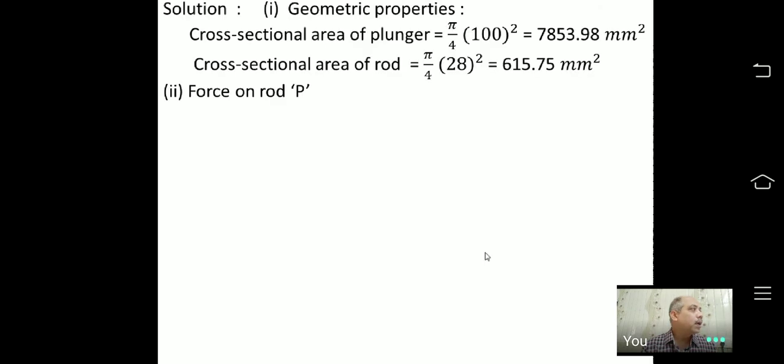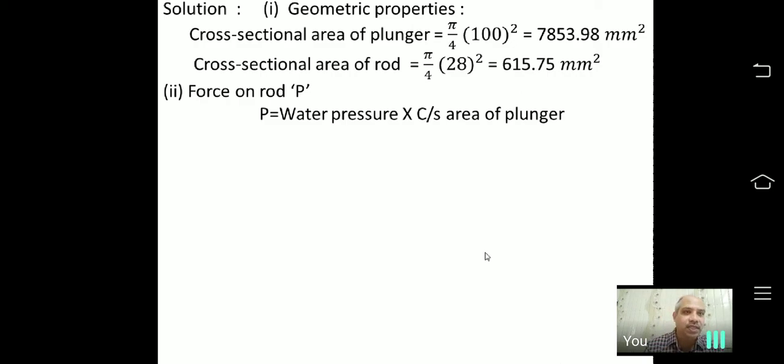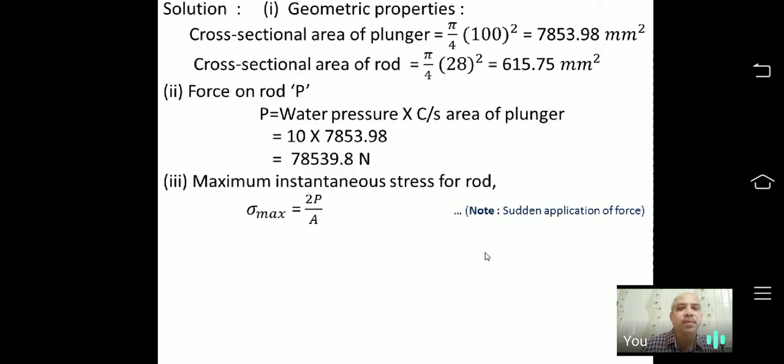Now value of P we are going to get. So this is cross sectional area, then we have force on rod P, and that force on rod P we have water pressure into cross sectional area. Water pressure is 10 and cross sectional area we have pi by 4 into 100 square, which is 100 millimeter diameter of plunger, and that will give us force on the rod. So we have force on the rod, this value, and then we can find maximum instantaneous stress for rod now, which is 2P by A, because now P we know, 78539.8, and area now we have to take of rod, which will be pi by 4 into d square.